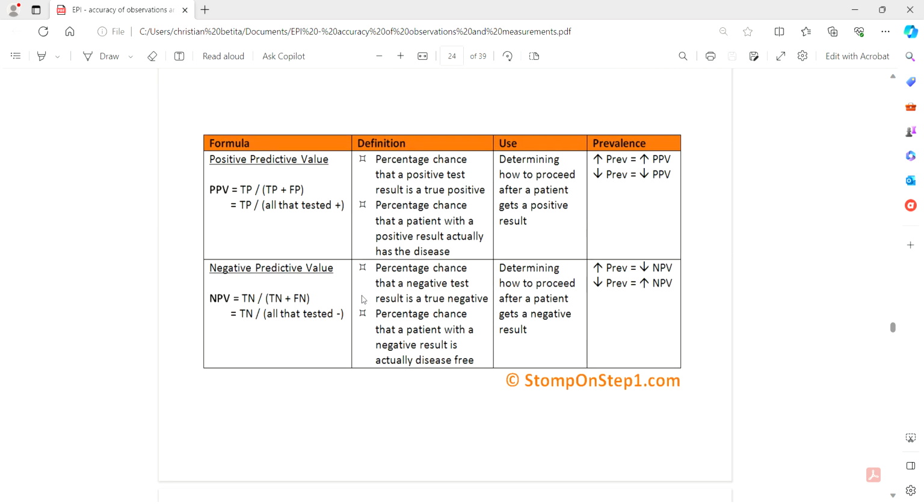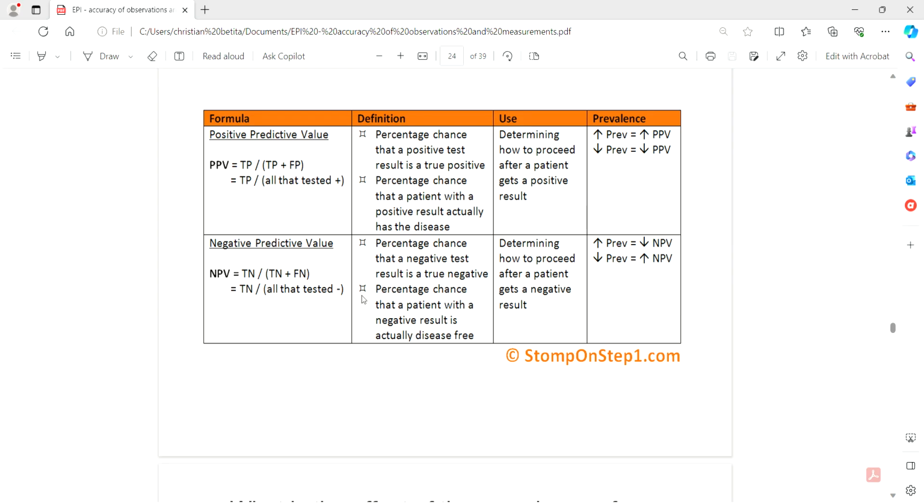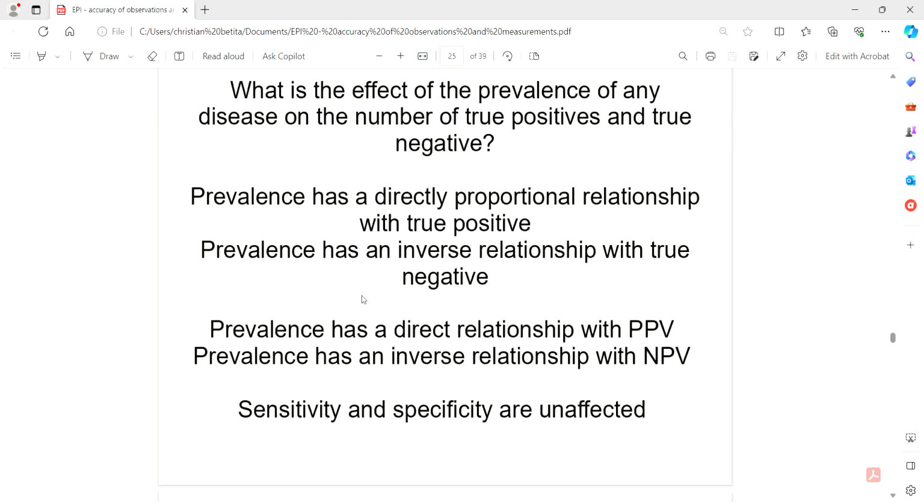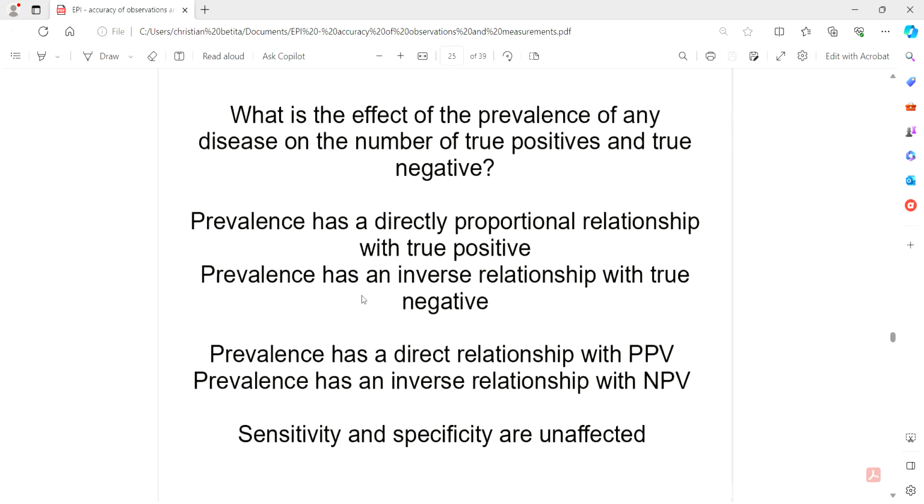Okay, so what is the effect of prevalence on positive predictive value and negative predictive value? For positive predictive value, prevalence is directly proportional to the PPV. And for the negative predictive value, prevalence is inversely proportional to the NPV. Okay. Sensitivity and specificity are unaffected by prevalence. This is because it cancels out.